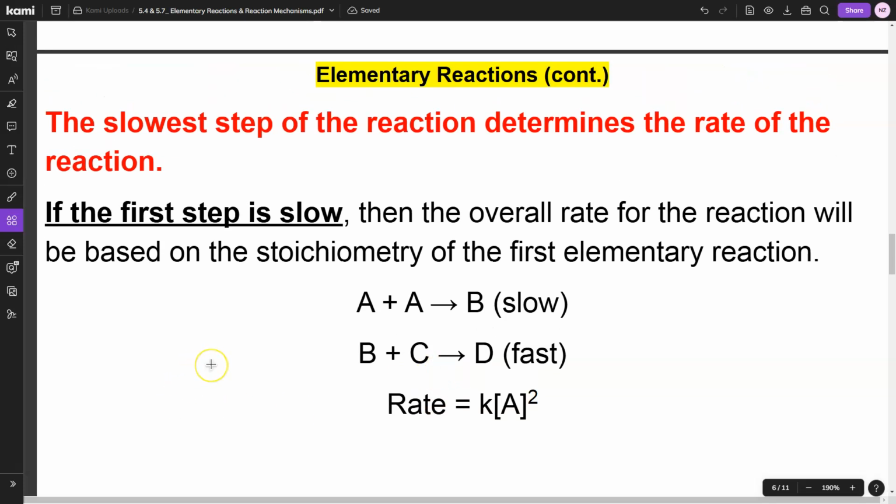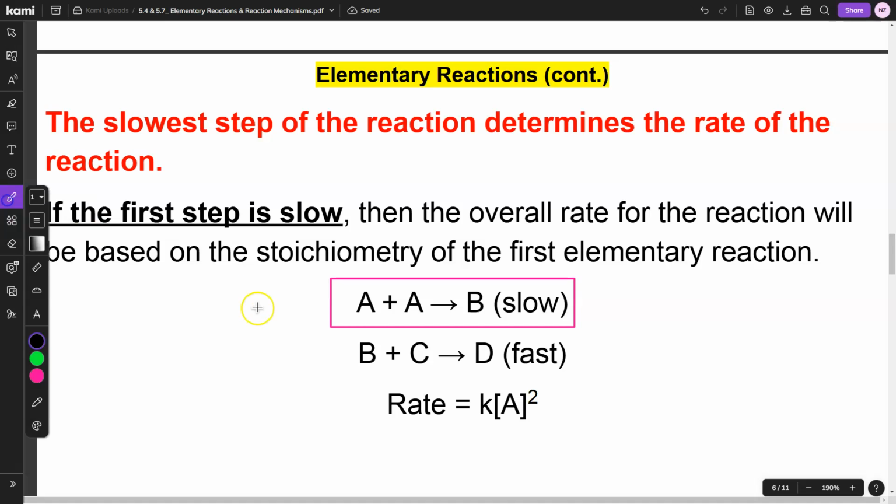Okay, so this is what I essentially just said. The slow step of the reaction determines the rate of the reaction. If the first step is slow, the overall rate for the reaction will be based on the stoichiometry of the first elementary reaction. So here we go. That's our first step. It's a slow step. So the overall rate is going to be based on our first reaction. So when I go to determine my rate law, I use the first reaction to determine that rate law, because that's our limiting step.